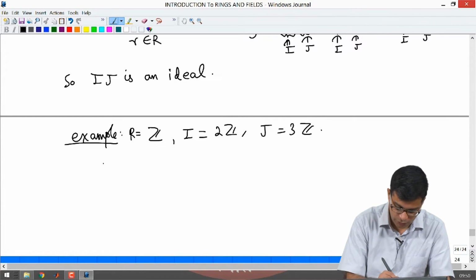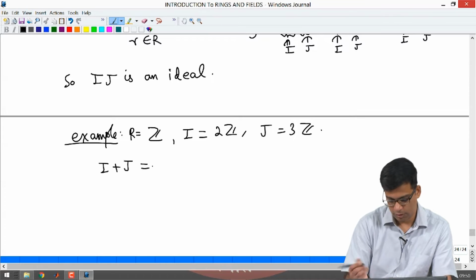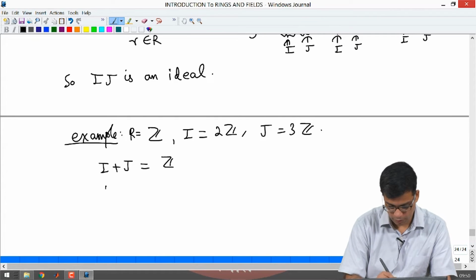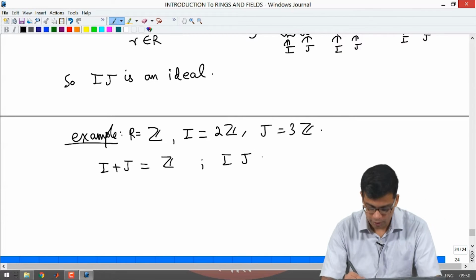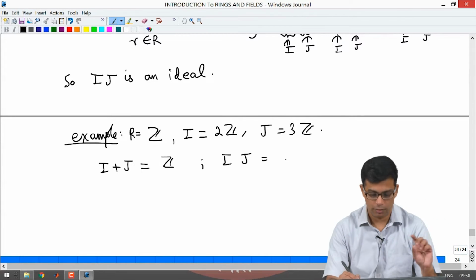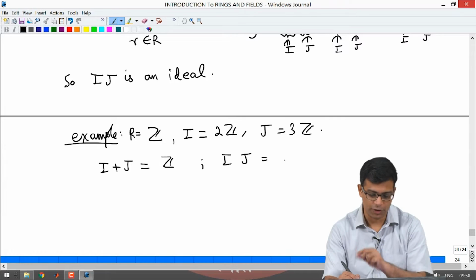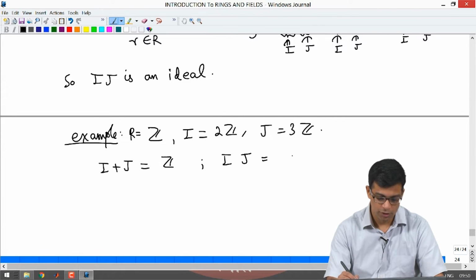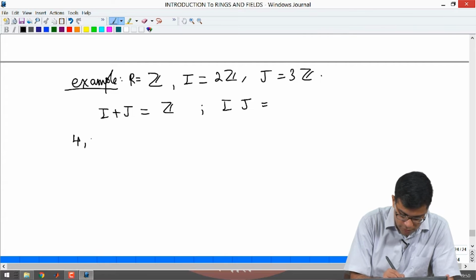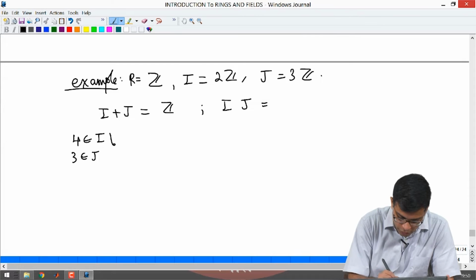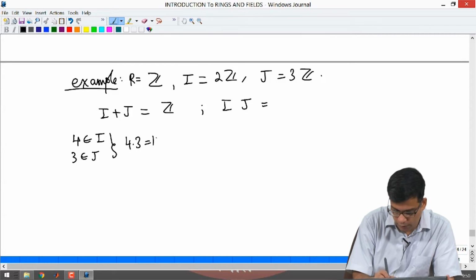So, in this case we saw that I plus J is actually Z, I intersection. So, now let us compute I times J. I times J is, you take something in 2Z, something in 3Z, you multiply them. So, for example, let us take 4 and 3. Okay. So, 4 is in I, 3 is in J, 4 times 3 which is 12.